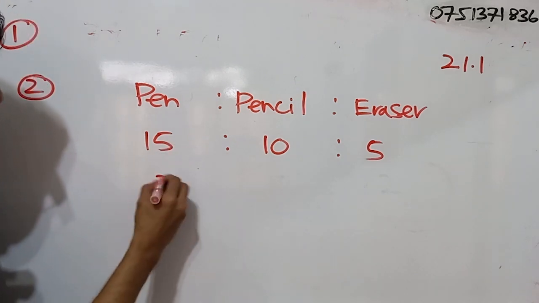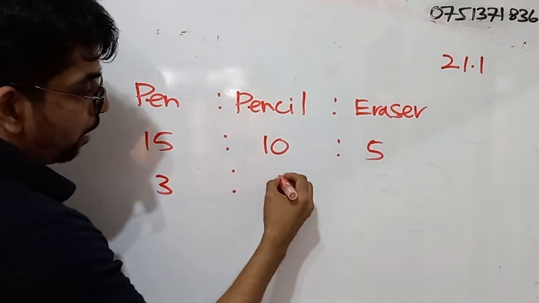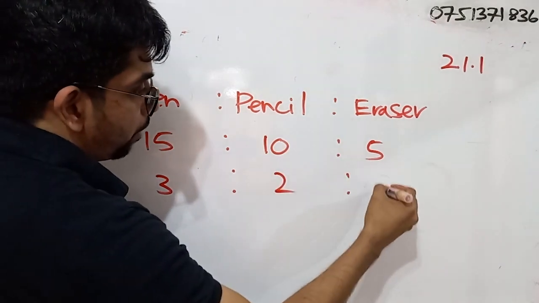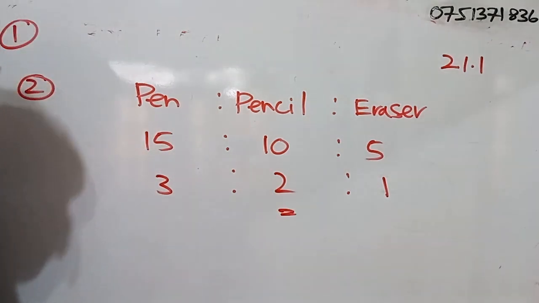15 divided by 5, we know that's a 3. 10 divided by 5, we know that's a 2. 5 divided by 5, we know that's a 1. So the ratio is what? 3 to 2 to 1. Right? So this will be the answer.